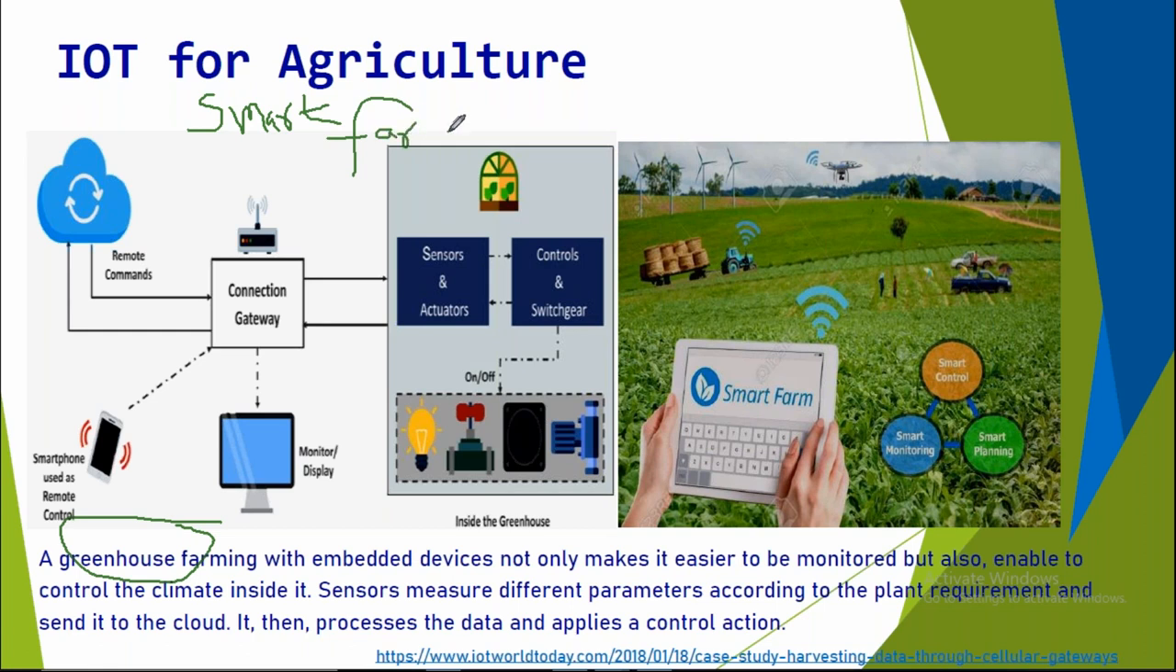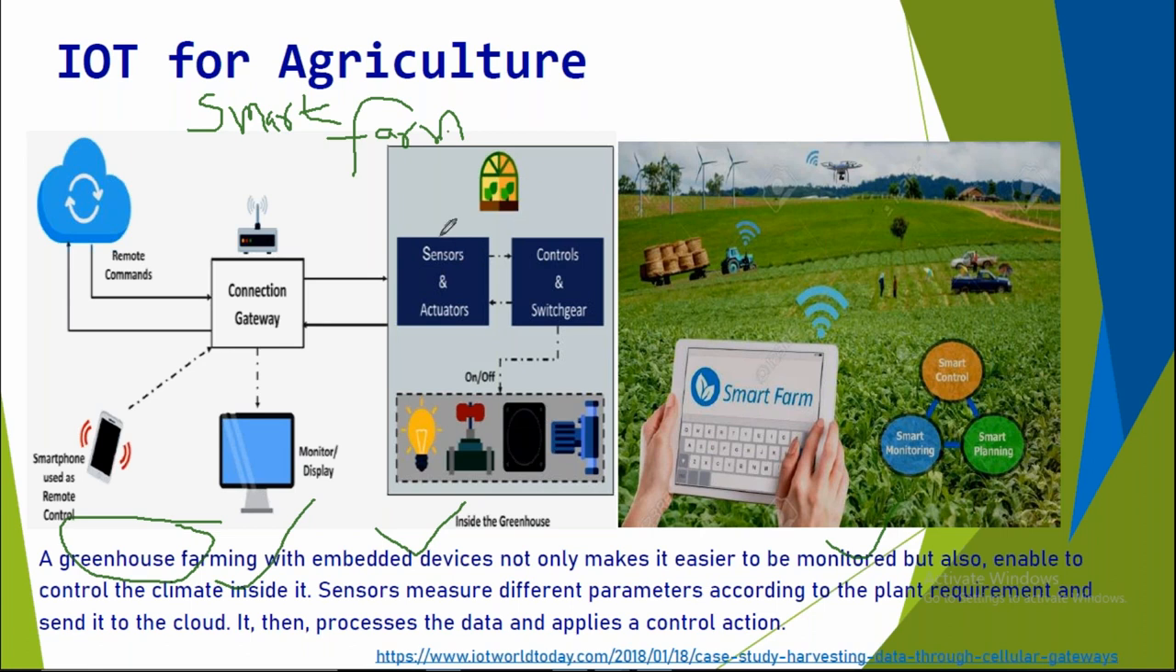Smart farming or greenhouse farming, GHF. Smart farmers, to enable farming, to predict various conditions and take better decisions. That is actually the objective of IoT for agriculture, the objective behind smart farming or greenhouse farming. So what is this greenhouse farming? The greenhouse is provided with some embedded devices to monitor and control the climate inside the greenhouse. And various sensors, the sensors over here, this is inside a greenhouse.